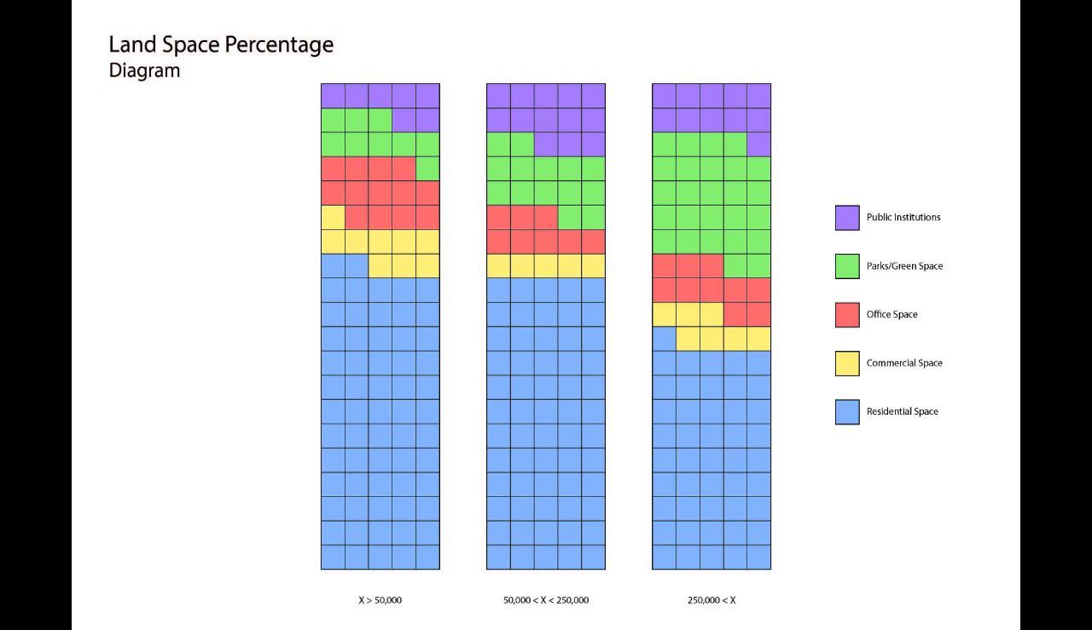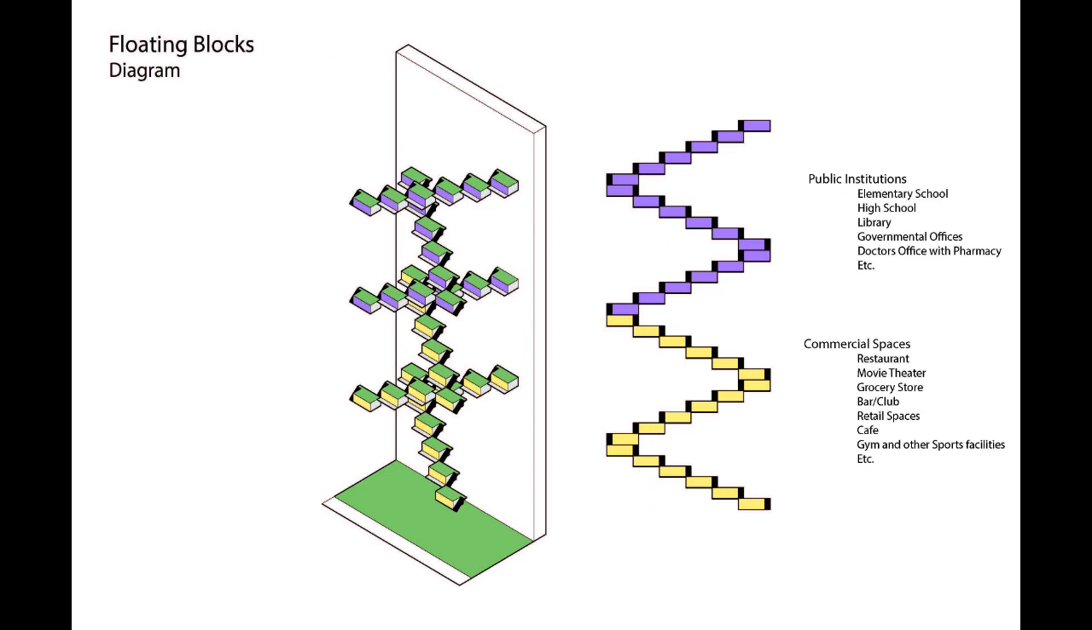Research for how a city actually occupies its space based on the size of the city, going from less than 50,000, 50,000 to 250,000, and then over 250,000 on the right. Next would be an example of those public institutions and commercial spaces: schools, libraries, government offices, doctors' offices for public institutions, and commercial spaces: restaurants, movie theaters, grocery stores, bars, clubs, retail spaces, cafes, gyms, and other sports facilities. Just an example of a convenience store and a restaurant, an example of the floating block roof park, and then elevations of my building itself.